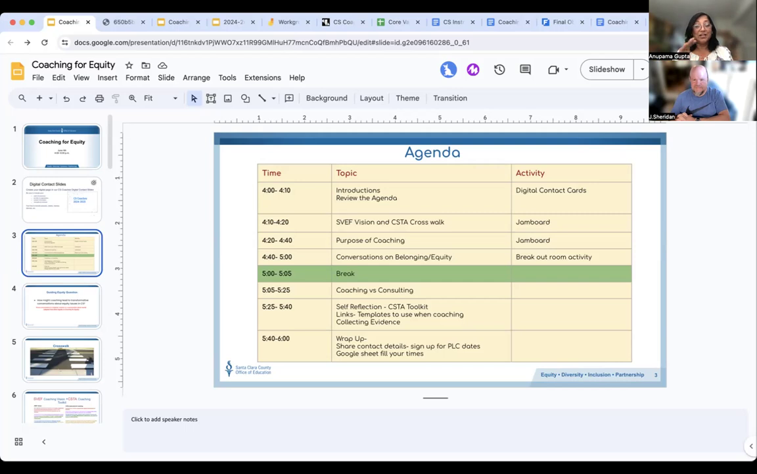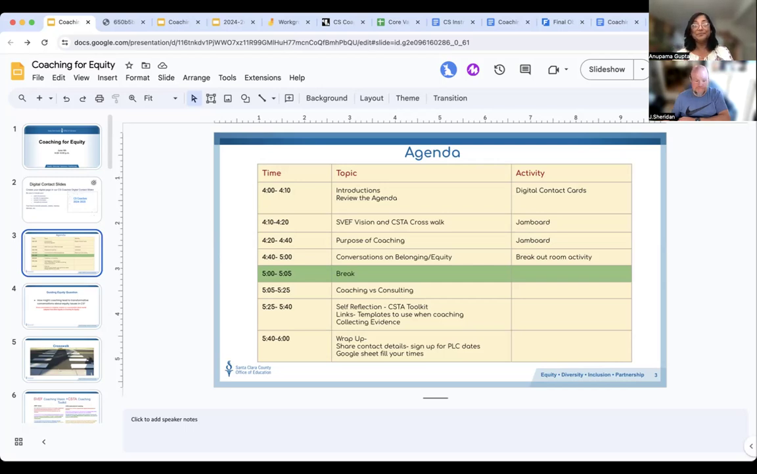The last half is the part where I'll be sharing with you some resources, links and templates on coaching, and then our work: what do I want out of this whole thing? How are we going to collect evidence along the way? And then I will need you to sign up for the observations that I'll be doing, 2 days, and the PLC date. So just the logistical part of it.